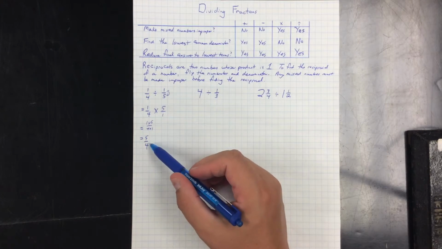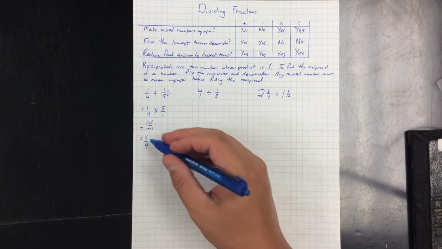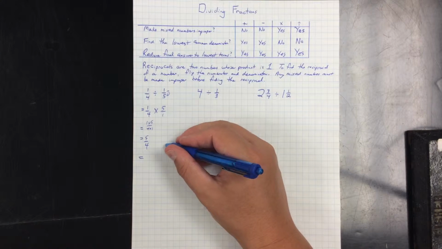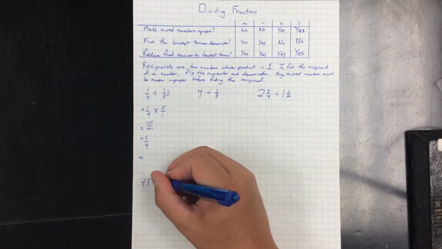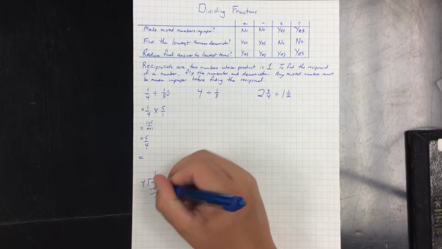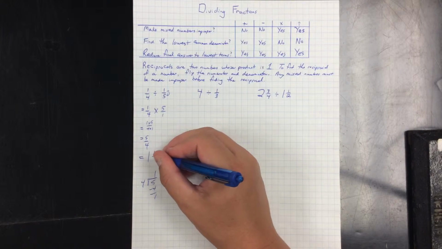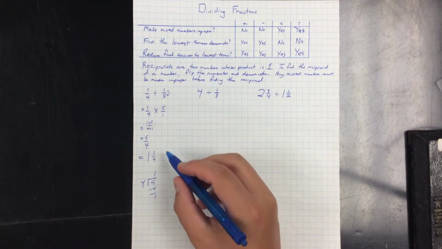I see the 5 is larger than 4, meaning that it's an improper fraction, so I'm going to have to reduce it. How many times does 4 go into 5? It goes in once with one remainder, so I have 1 and 1/4 is my final answer.